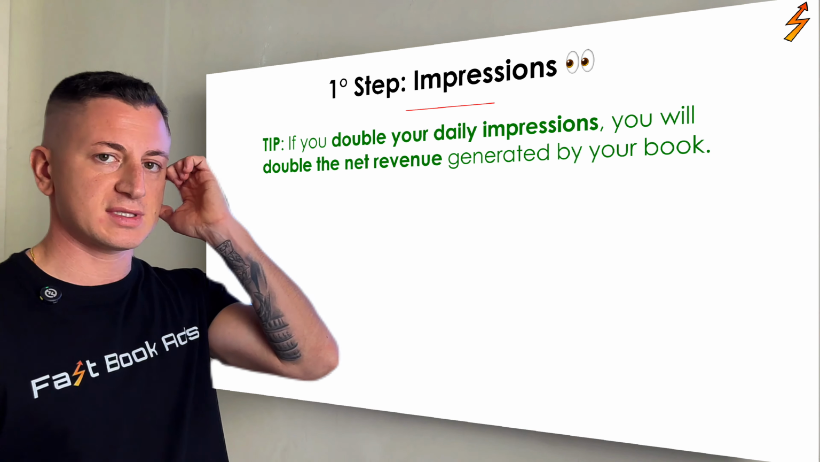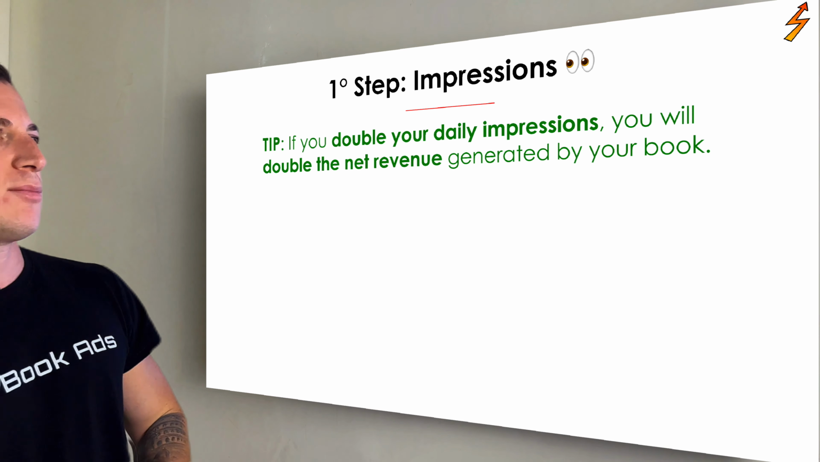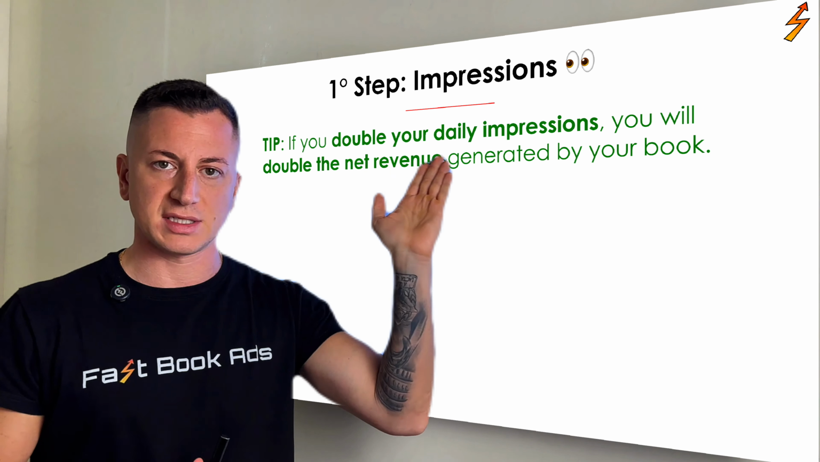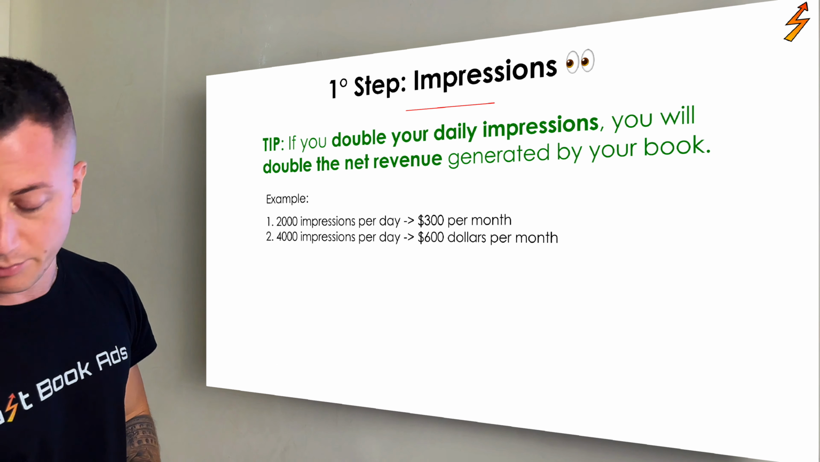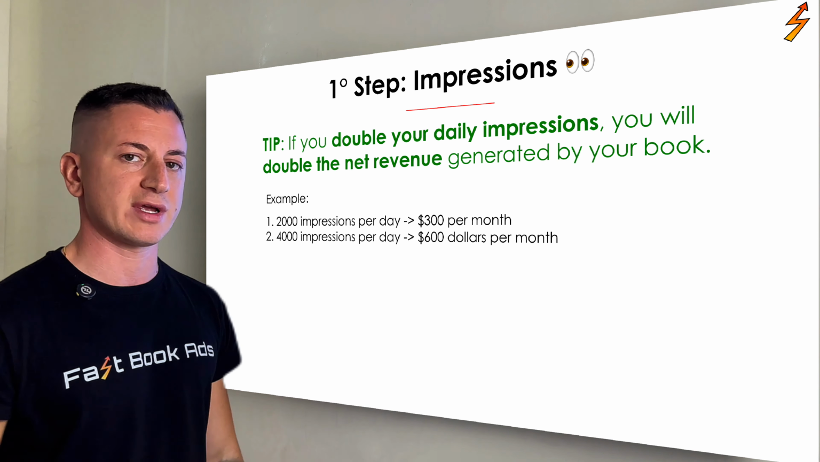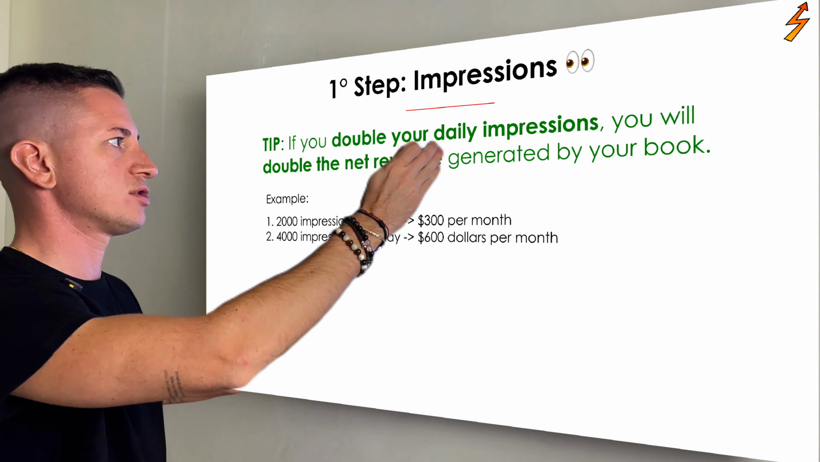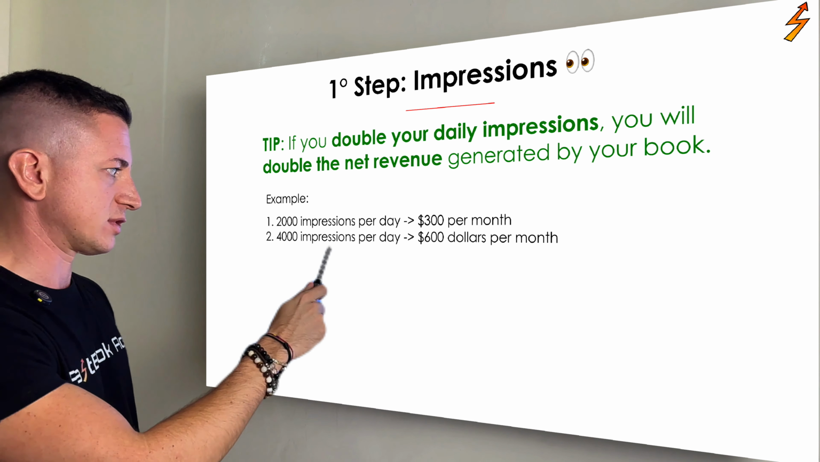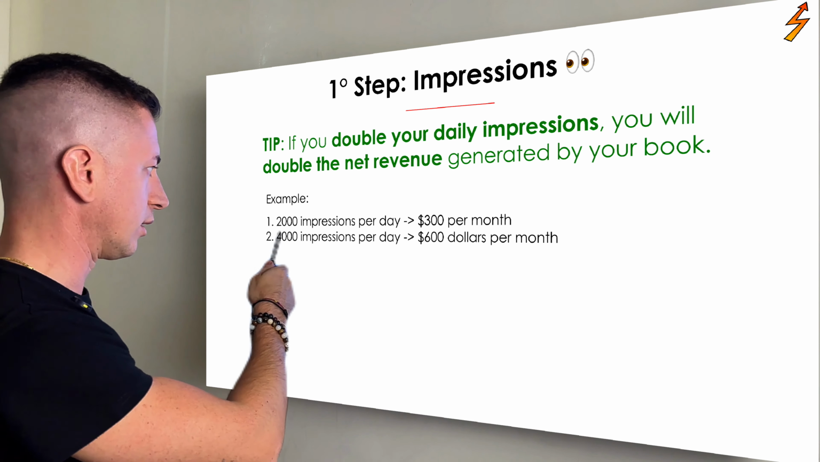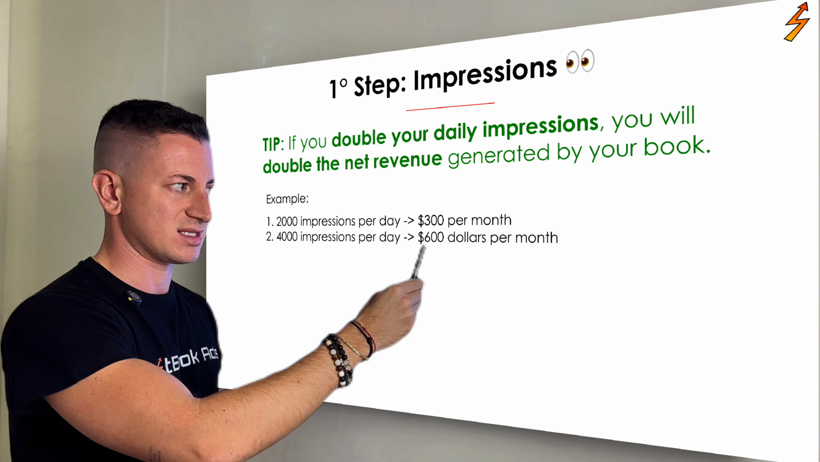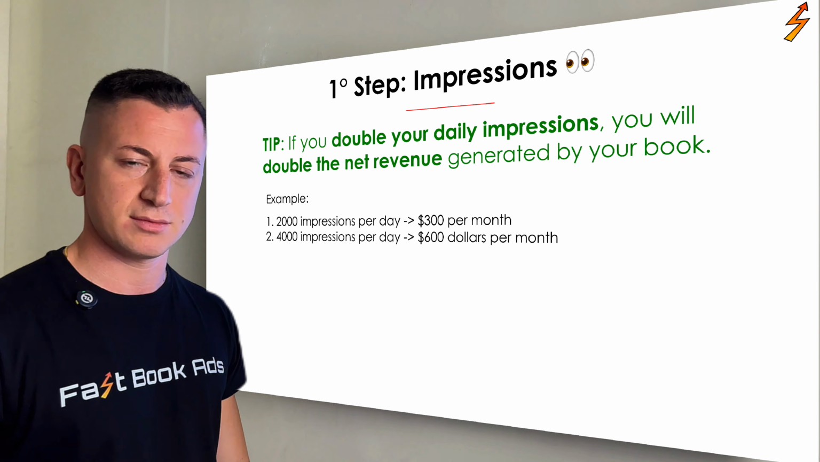Tip for the third step. If you double your daily impressions, you will double the net revenue generated by your book. So for example, if you are making 2,000 impressions per day and you're making $300 per month, if you double your daily impressions, at the end of the month, you are making 4,000 impressions per day on average. You will generate $600 instead of $300.